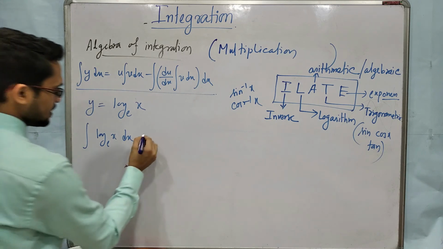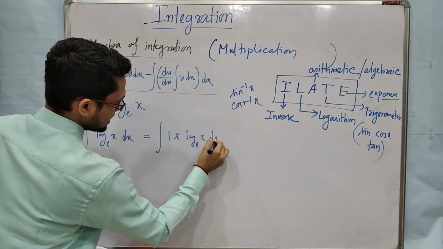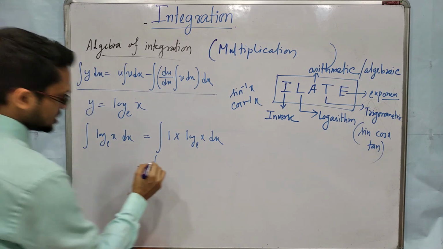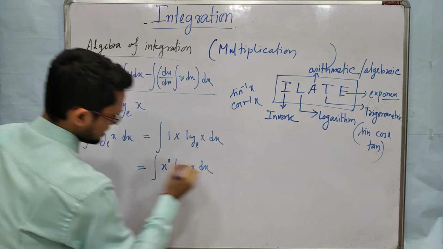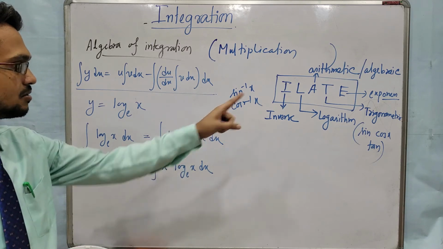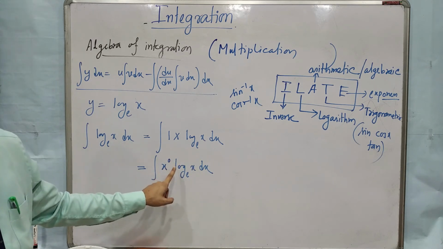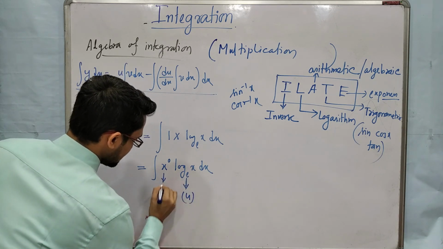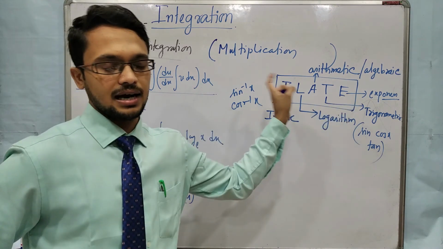There are two functions. We can write it as integration of 1 into log x dx. 1 means x to the power 0, so x to the power 0 times log x dx. Now two functions are there, first one and second one. Look at which one is coming first: log. So log will be u here and x to the power 0 will be v. So log is u, x to the power 0 is v. This thing we have to understand, and we have to find using this relation.